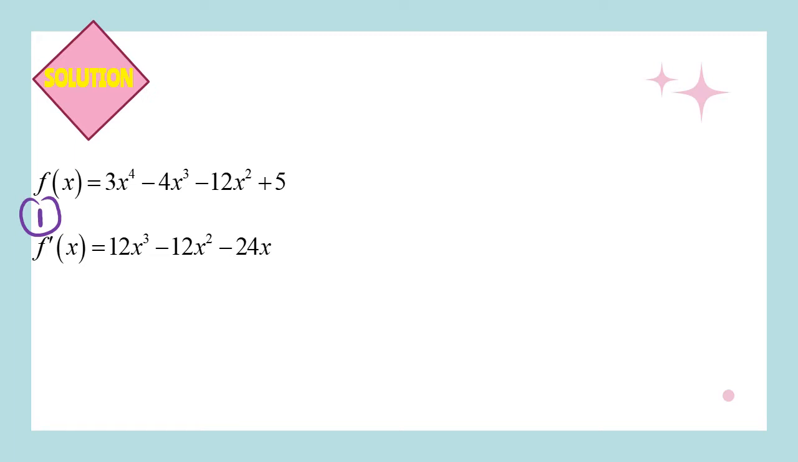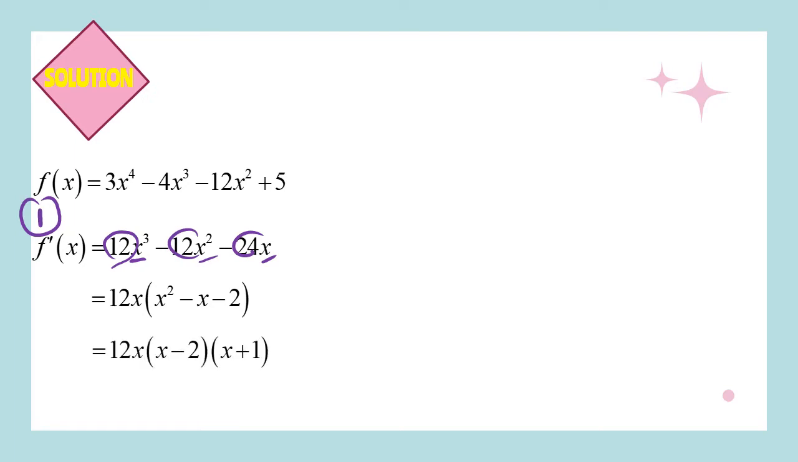Now, to find the value of x, because this is a cubic function, what do we need to do? Usually we will have to factorize. So what can we factorize? You can see that everything here has a common factor, which is x and 12. So we can factorize 12x here. So we get x squared minus x minus 2. And then we can factorize this quadratic. It will be x minus 2, x plus 1.